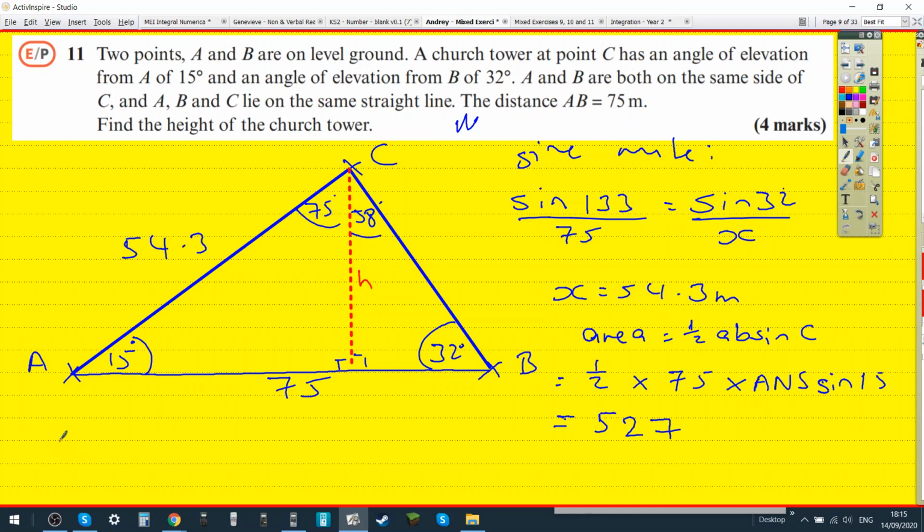What is the area of a triangle? Base times height. That's a rectangle. Oh, base times height over 2. Yeah. And so do I now do 527 equals a half times 75 times x? Yeah.